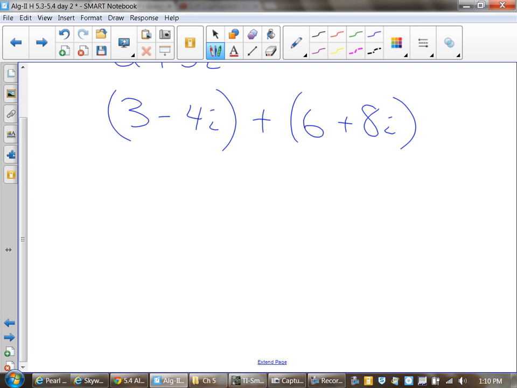All right, when we're doing addition, remember, treat it like you're combining like terms. Rewrite it without the parentheses: 3 minus 4i plus 6 plus 8i. Combine your like terms. Put the integers first. What's 3 plus 6? 9. What's -4 plus 8? 4. And your answer is 9 plus 4i.